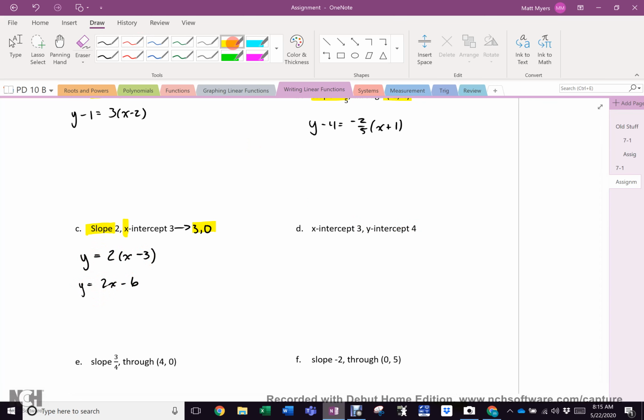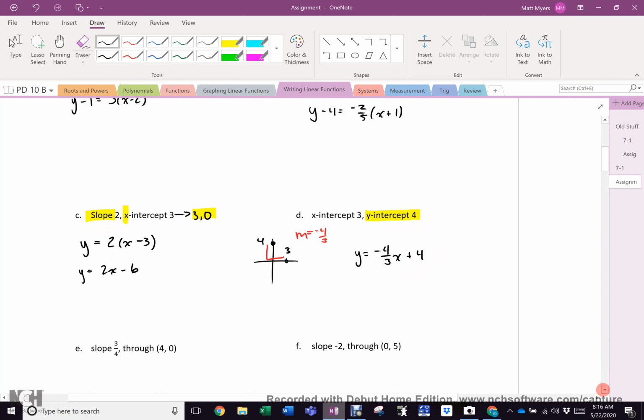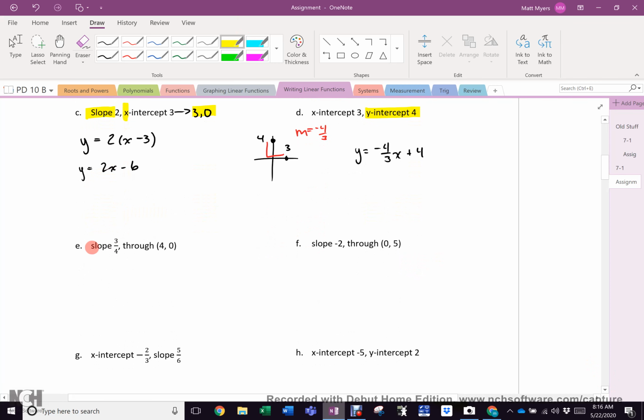This one's tricky. We do have a y-intercept, but we don't have a slope. Or do we? If my x-intercept is 3 and my y-intercept is 4, then isn't my slope negative 4/3? So I have a slope and a y-intercept. So I have y equals negative 4/3 x plus 4. And oh, look again, slope point. y minus 0 equals 3/4 times (x minus 4).